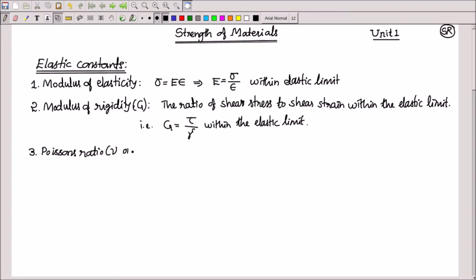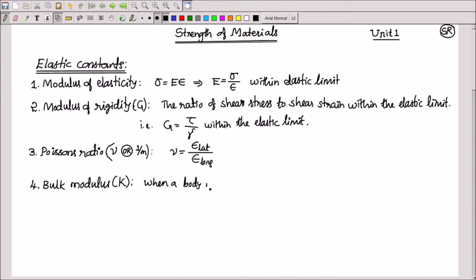Poisson's ratio is denoted by the symbol nu, or in some textbooks as 1 over m. It is the ratio of lateral strain to longitudinal strain. We will discuss one more elastic constant that is important for us, that is called bulk modulus. It is denoted by the letter K. I'll write the definition of this.